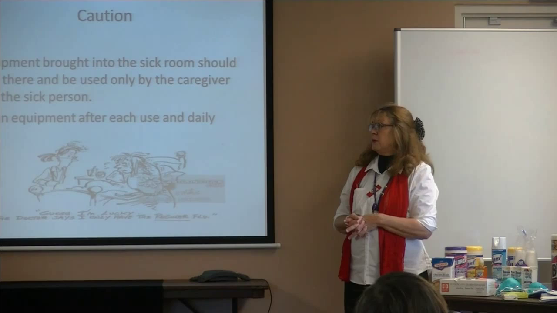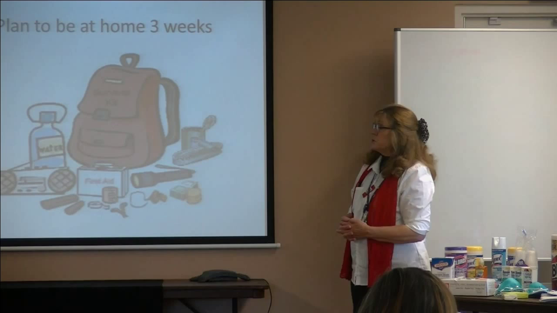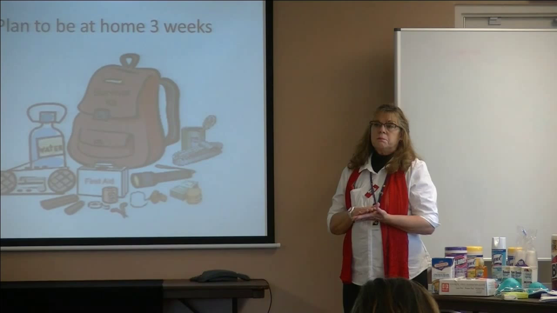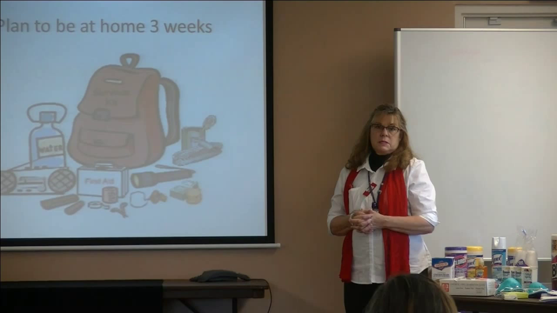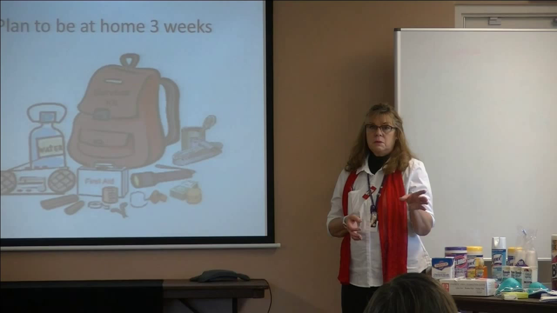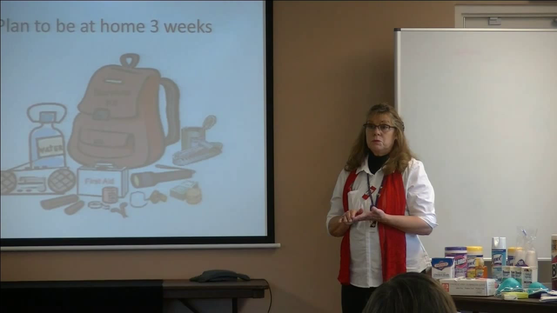Okay, so you want to plan to be at home for at least 3 weeks. That means stock up some food, and talk to your doctor about getting medication in advance. Our insurance nowadays only lets us have a 30-day supply at a time. But if you talk to your physician and say, I'd like to at least have 3 months in case something goes wrong, I want to plan for the future, your doctor can help you by writing prescriptions so you'll get a larger quantity before you run out of it.